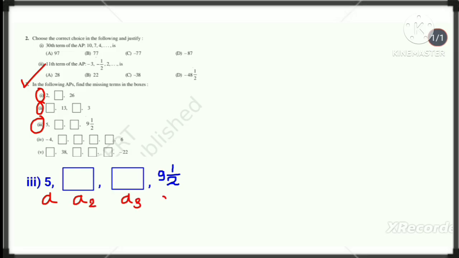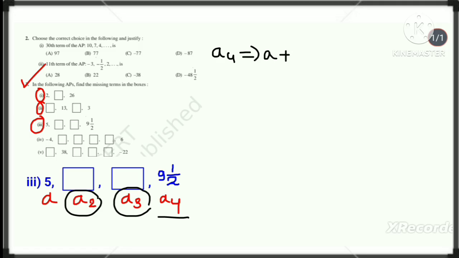Question number 3. Here this is a, and here will be a2, and here will be a3, and this is a4, and here we need to find its second term, that is a2, and third term, that is a3. For that, let's find its common difference. According to the general form of AP, we can write a4 will be a plus 3d, and it is equal to 9 whole 1 by 2.